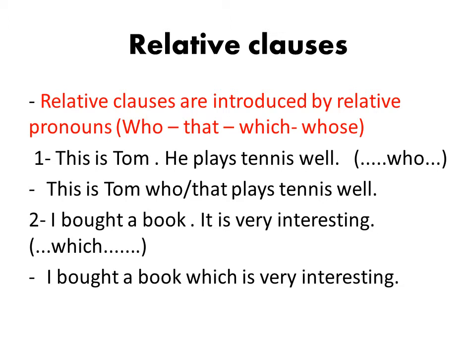So to know how to use them correctly, let's consider these two examples which are written in front of us. The first one is: This is Tom. He plays tennis well, and it asks us to use who as a relative pronoun. So here the answer will be: This is Tom who, or we can use that also, plays tennis well.